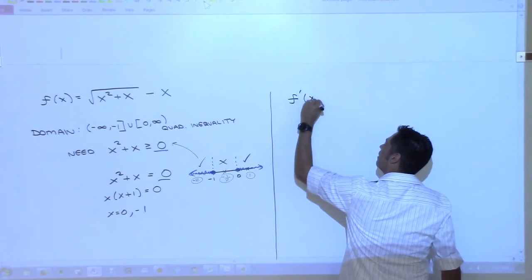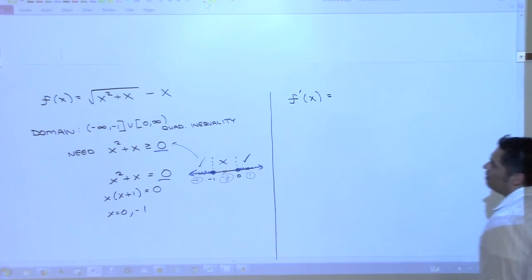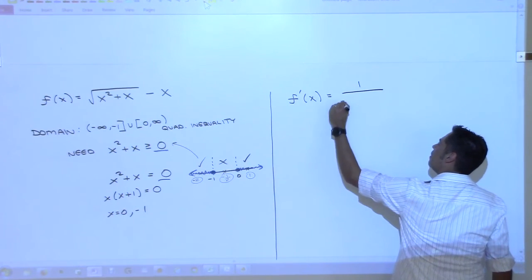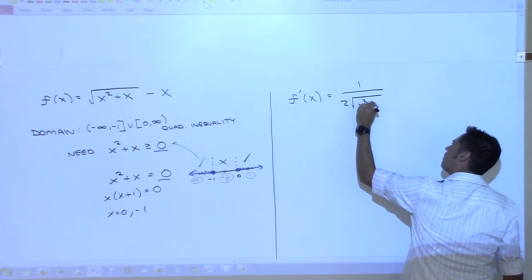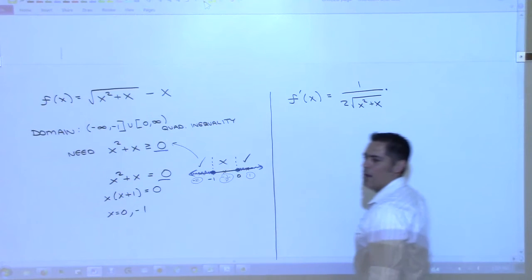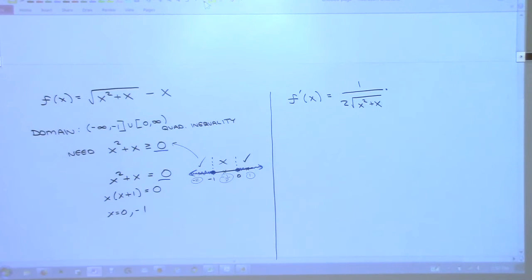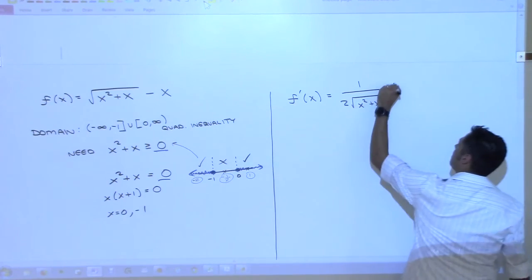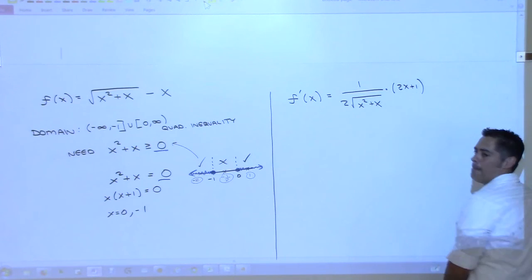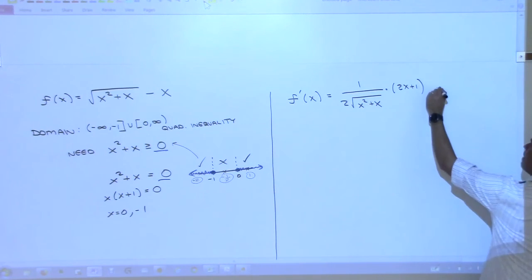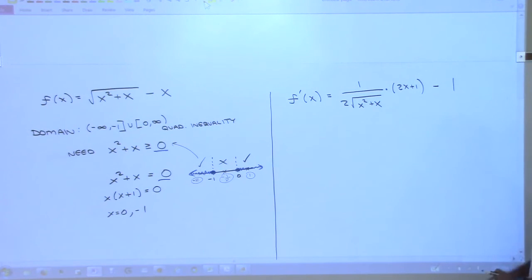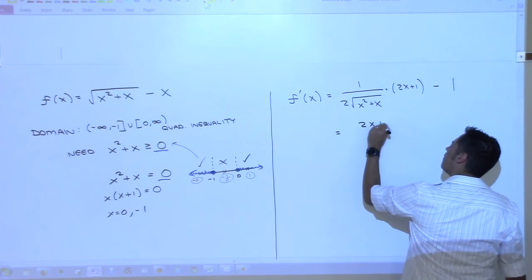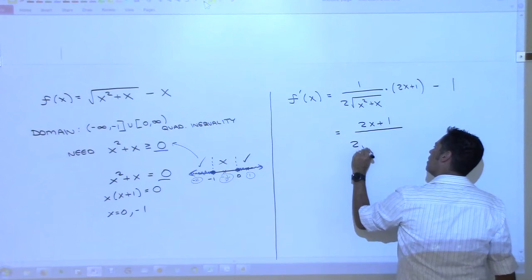Yeah, so this derivative is going to kind of suck. All right, so the derivative of square root of something is 1 over 2 square roots of that something, times what? 2x plus 1, right? You have to take the derivative of what's inside. Chain rule. So times 2x plus 1, and that needs to be in parentheses, right? And we're not done. All of that minus 1. All right, so I'm going to clean this up just a little bit. This is 2x plus 1 over this.